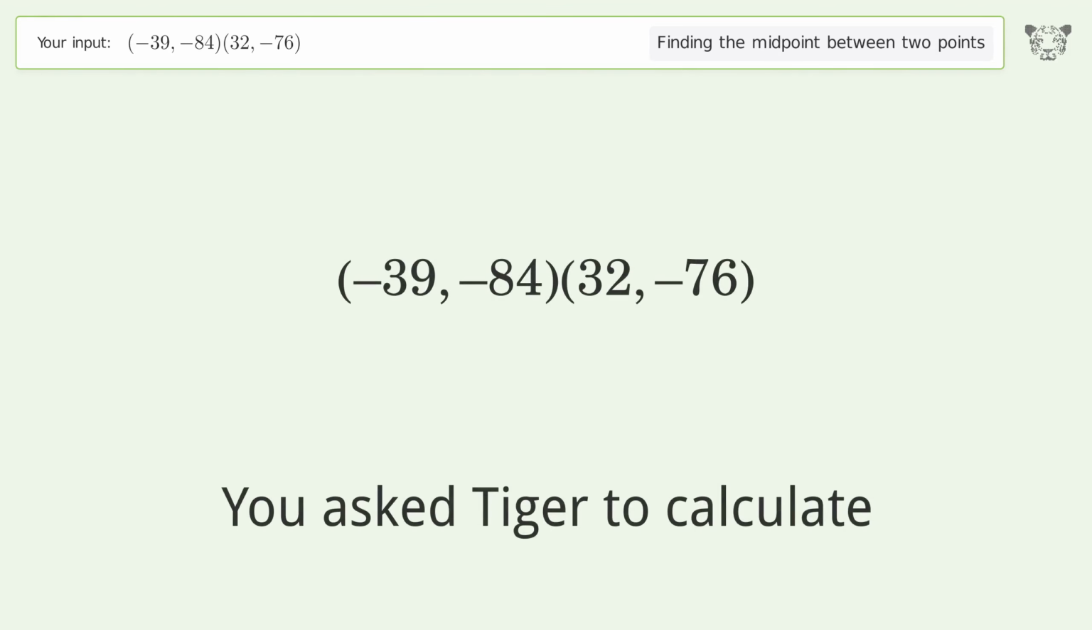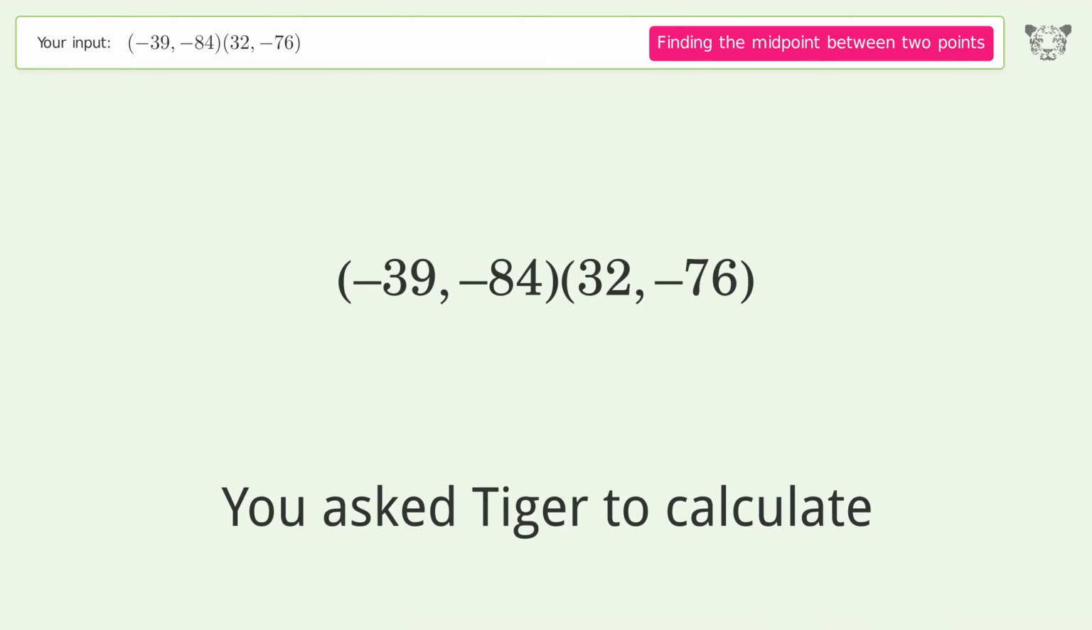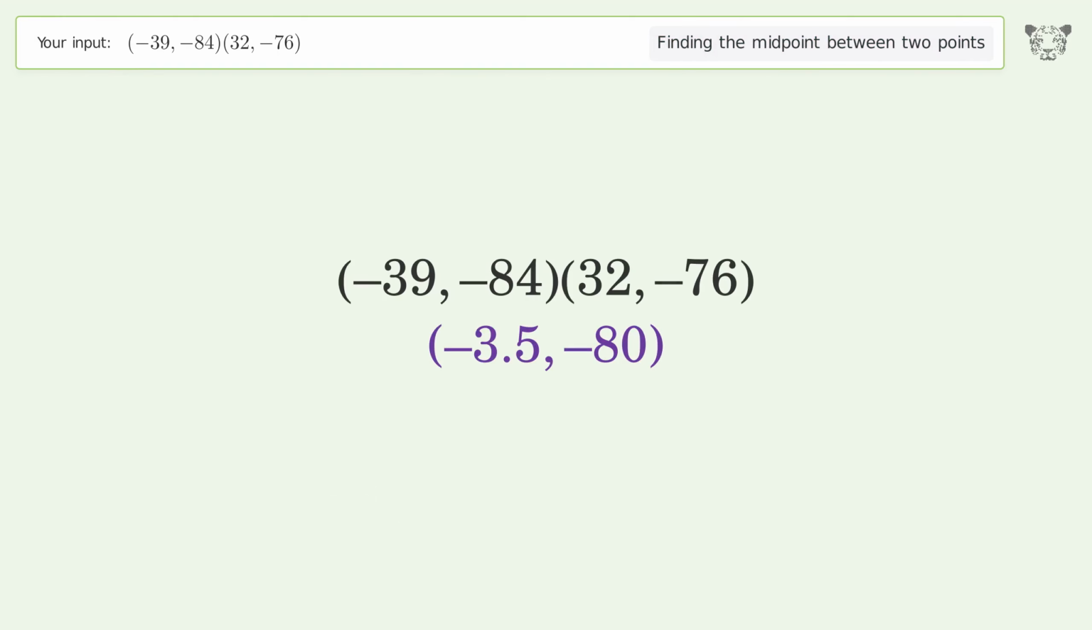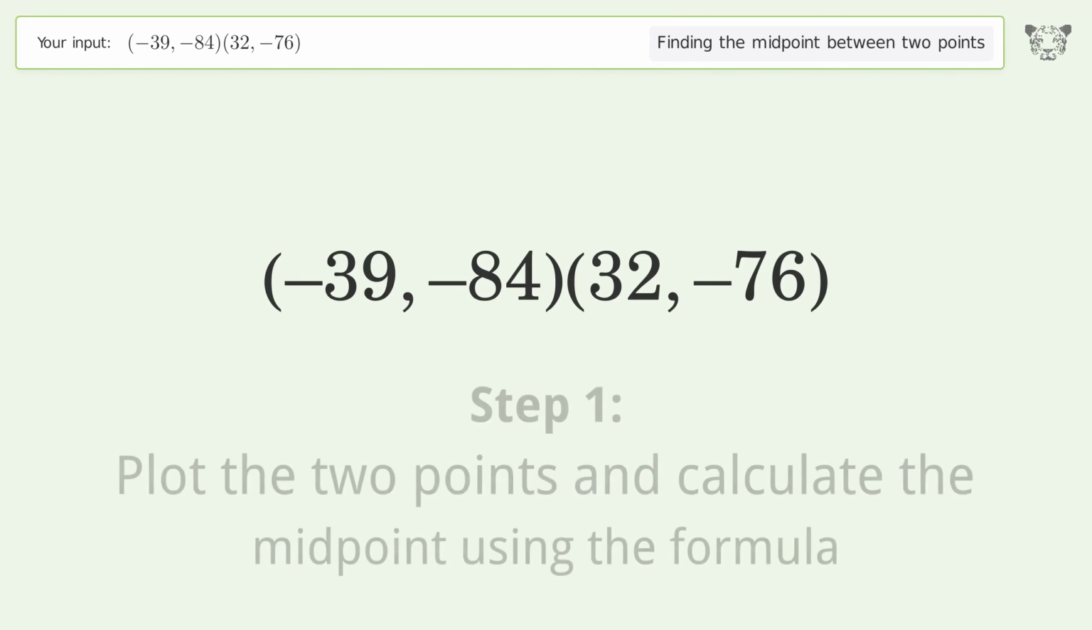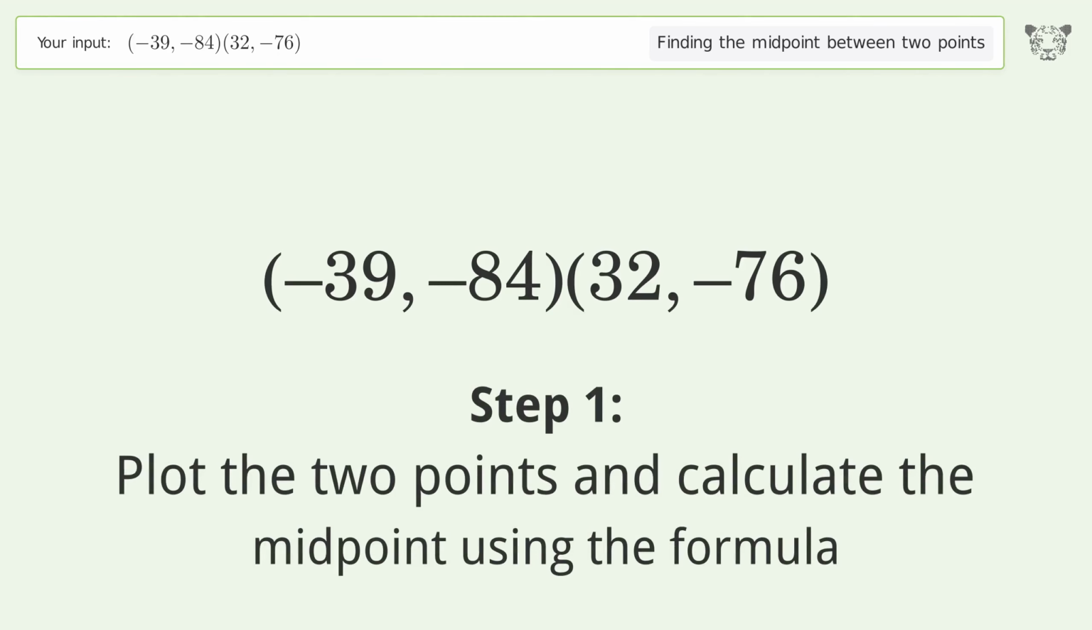You ask Tiger to calculate. This deals with finding the midpoint between 2 points. The midpoint between the 2 points is -3.5, -80. Let's solve it step by step. Plot the 2 points and calculate the midpoint using the formula.